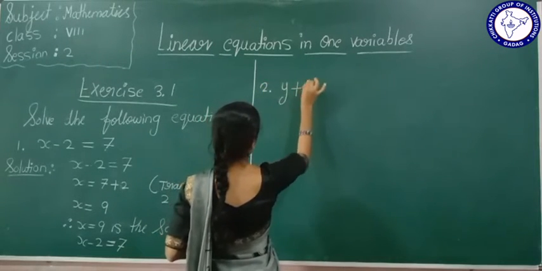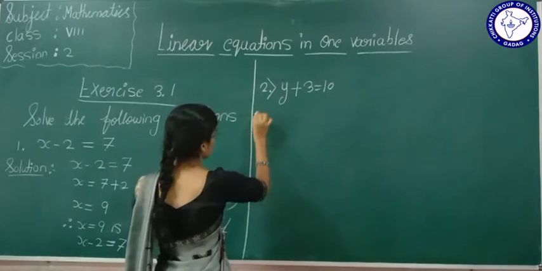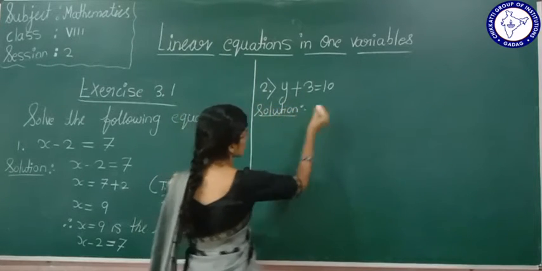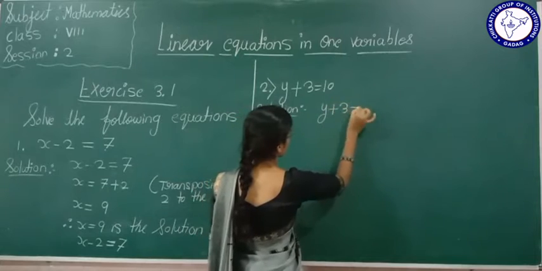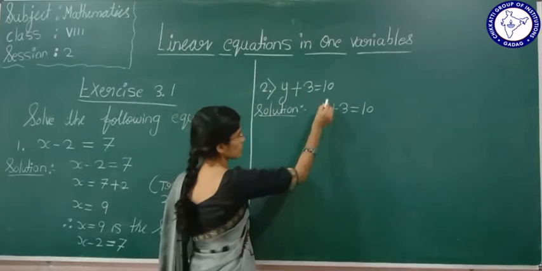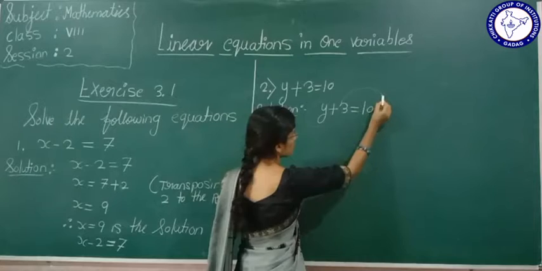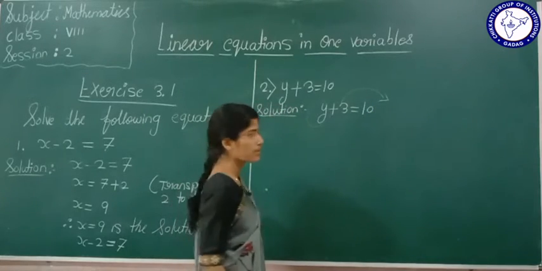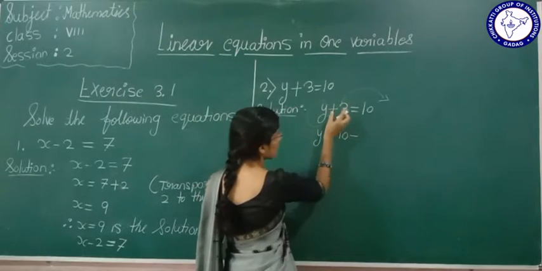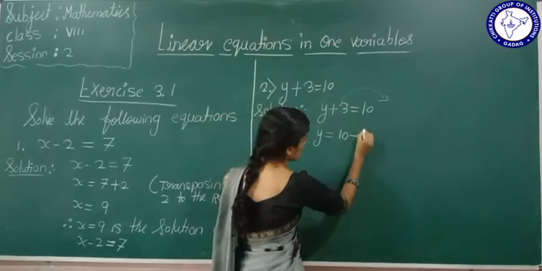y plus 3 is equal to 10. See the solution. Given y plus 3 is equal to 10. Here we have to find the solution of y, so we are transposing 3 to the RHS. Now see, this will become y is equal to 10. If you transpose, the sign will be changed. The plus 3 will become minus 3.